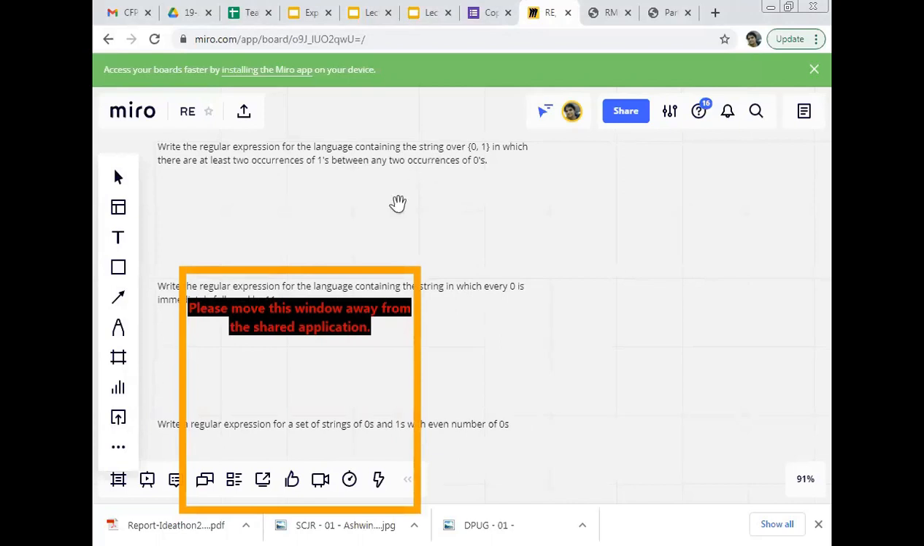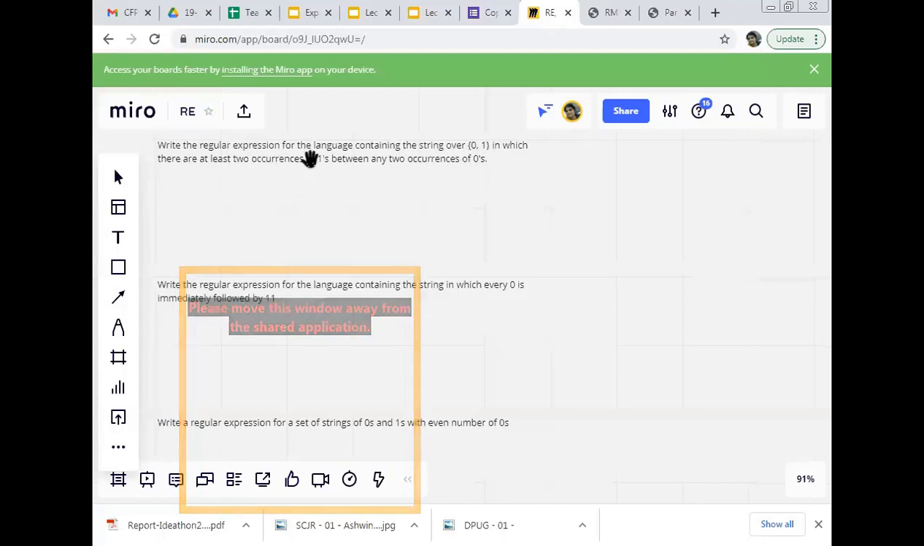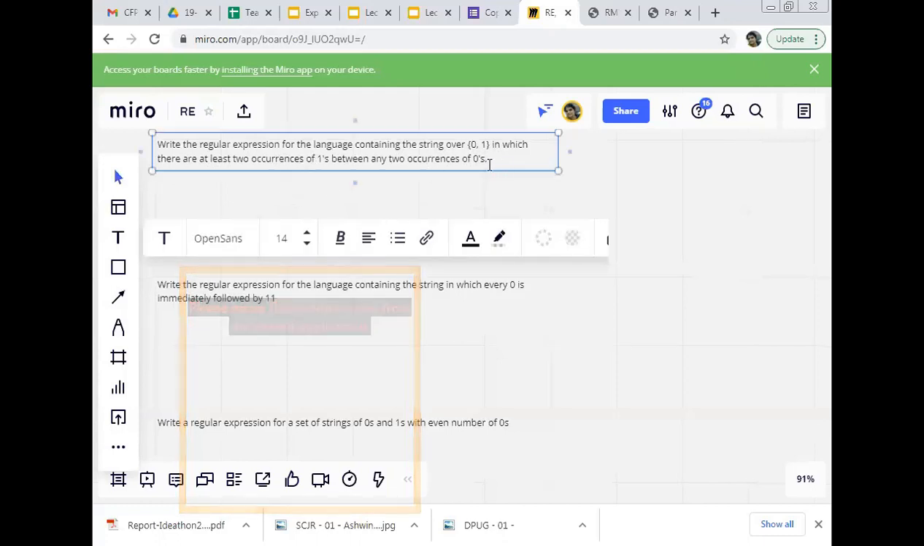So the next example is: write the regular expression for the language containing strings over 0, 1, in which there are at least two occurrences of ones between any two occurrences of zeros. What is the meaning of this?